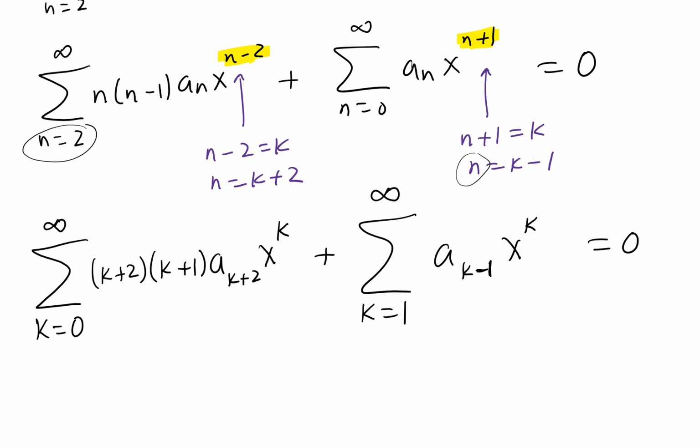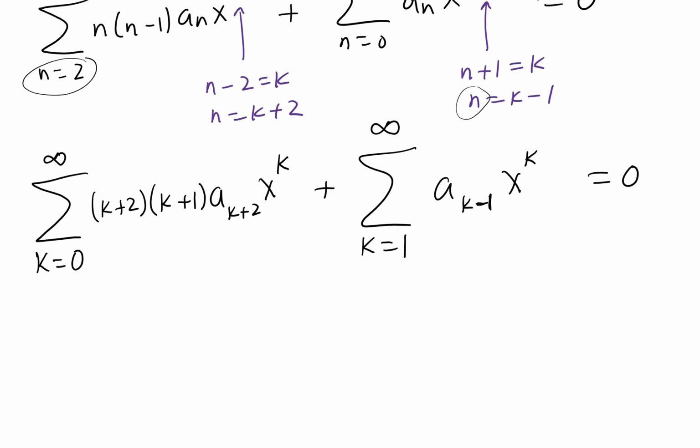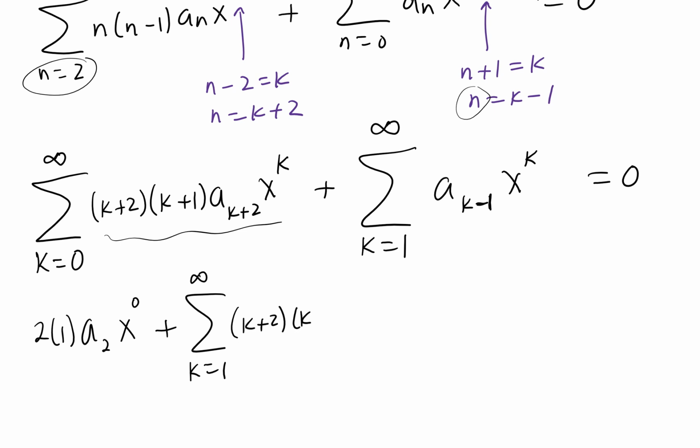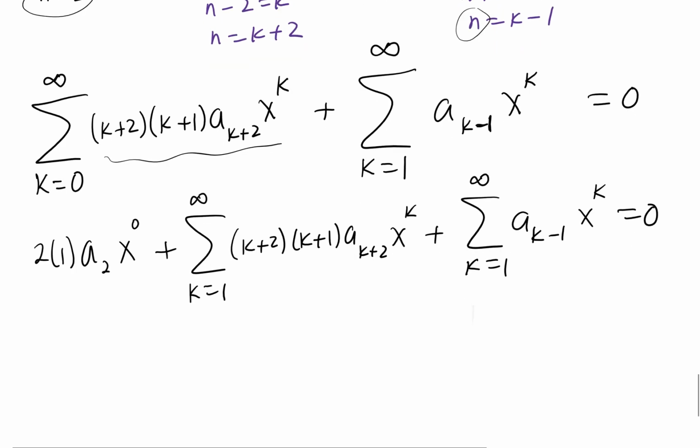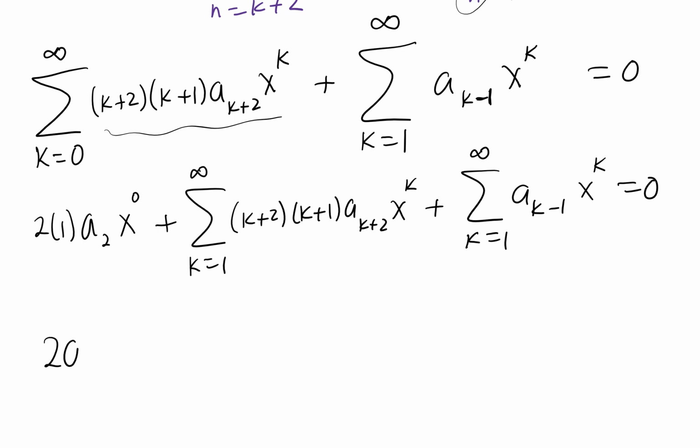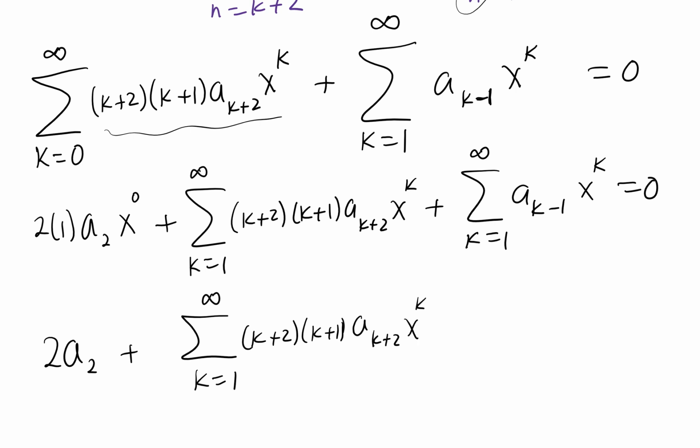Watch this step. Not difficult, but watch it carefully. We look at k equals 0 and the other one, k equals 1. We start with the smaller value, which is 0, and then we take k equals 0 and substitute it in here. So what do you get? 0 plus 2, 2 times 1 times a sub 2, x to the 0. And then the series now starts at 1, because the k equals 0 term, I took care of it. Plus, keep this the same. So what do we get here? 2a sub 2 plus, let's keep this the same.